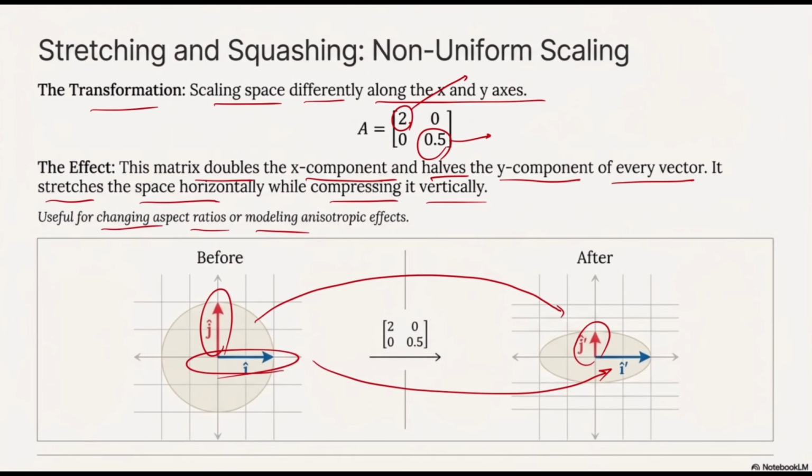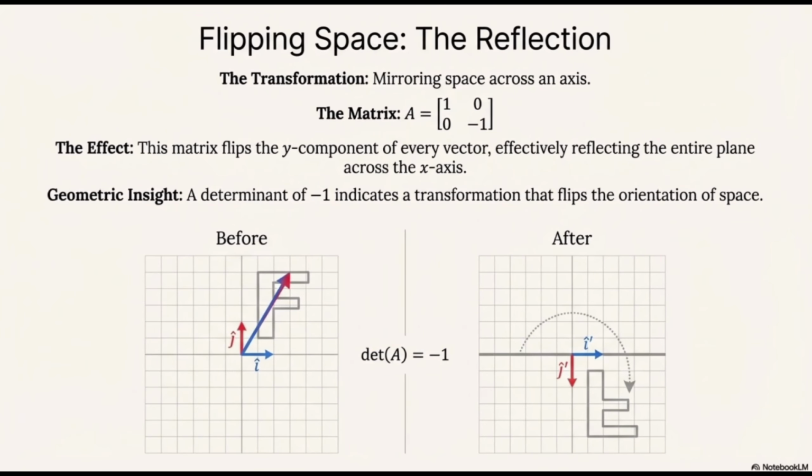Then we have flipping, because the only numbers we were talking about so far were positive. So what would happen if we're dealing with a negative number? At this point, imagine that the only thing I would like to do is just flip, based on what? Based on the y-axis or maybe both of them. So I have a matrix with 1 and -1. This is going to mirror the space across an axis. And what is the axis?